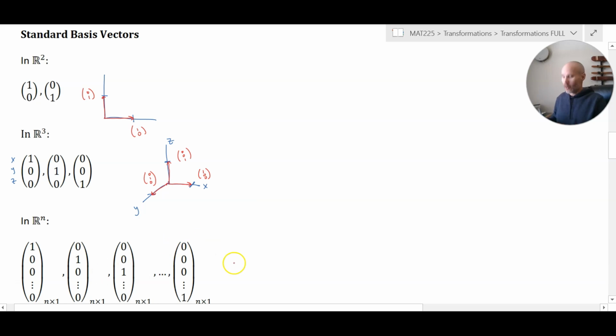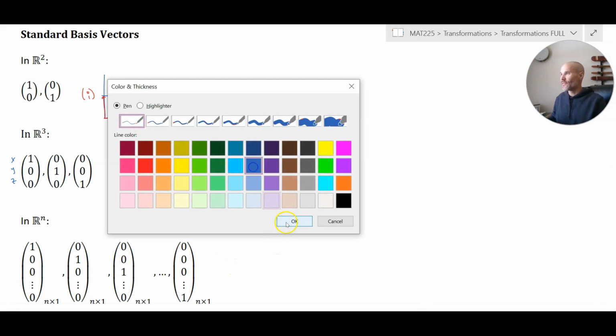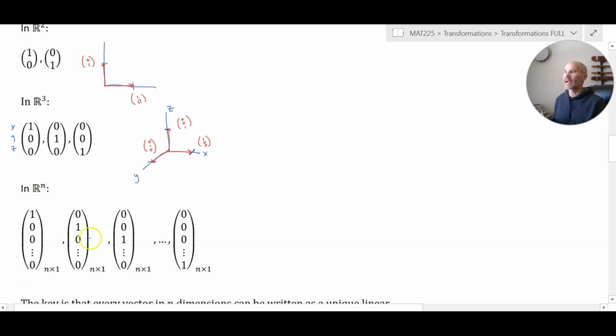In general, in Rn, in linear algebra, we often talk about higher dimensional spaces. Rn just means that there are going to be n of these components. So for n by 1, there will be n minus 1 zeros and only one 1, which gives you n total values. We can't really draw this because we can't see beyond 3 dimensions, but you can see that the 1 is in every single position with zeros everywhere else across all of those vectors.